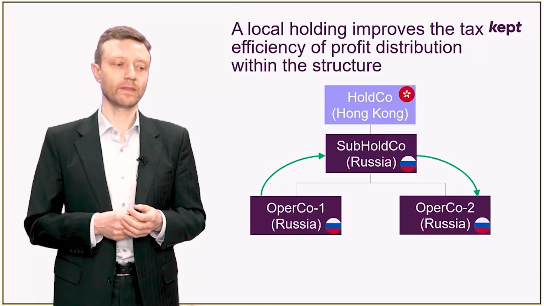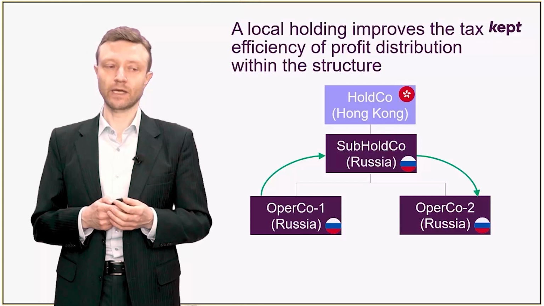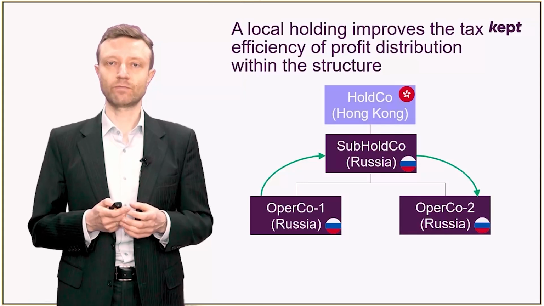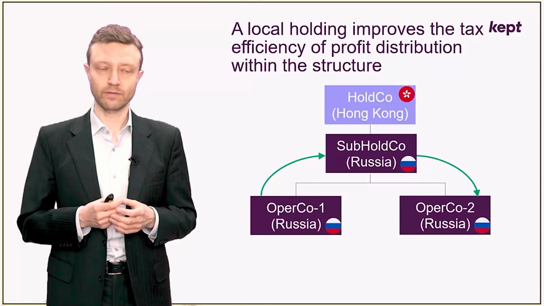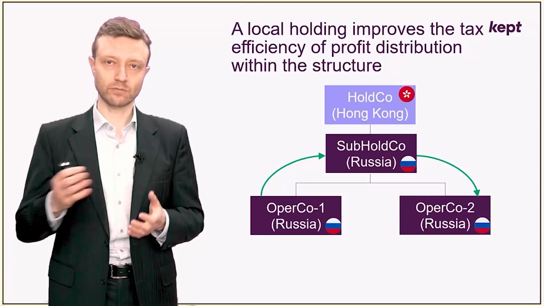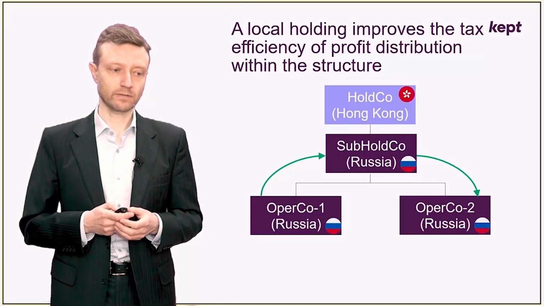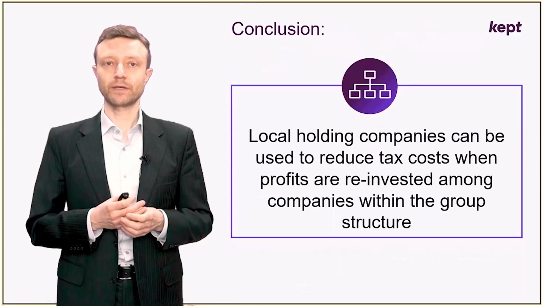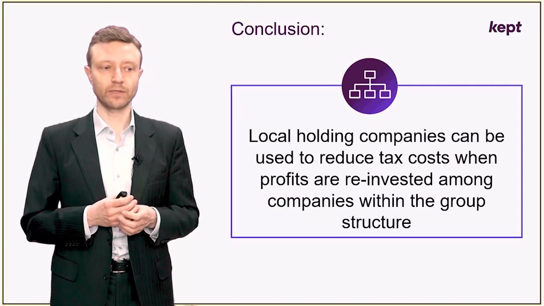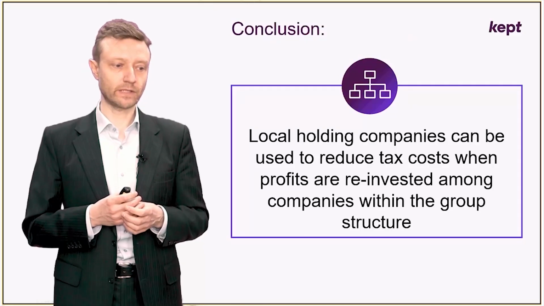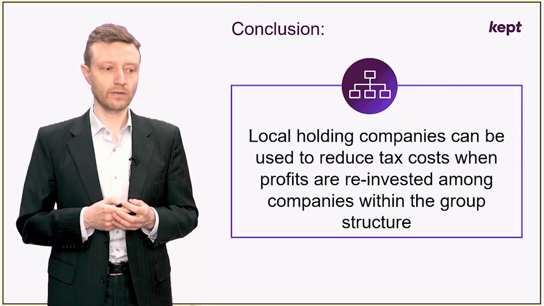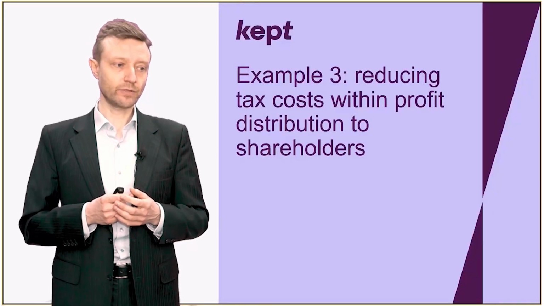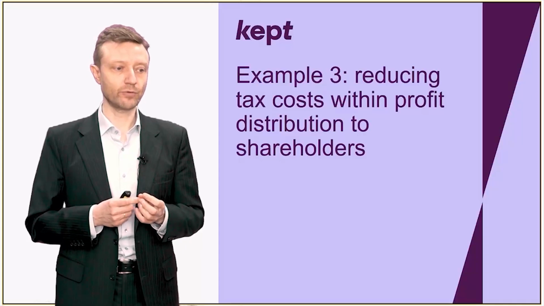So again, establishing a subholding company can help to achieve reduced or even eliminate taxation of profits that are reinvested within a business structure between different operating companies. So the conclusion here is simple. Local holding companies can be used to reduce tax costs when profits are reinvested among companies within a given group structure. Next example, reducing tax costs within profits distribution to shareholders.